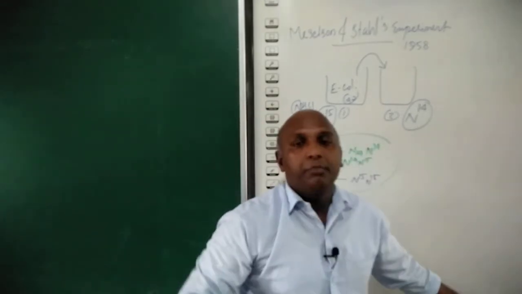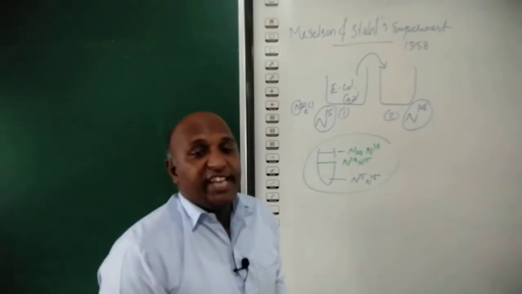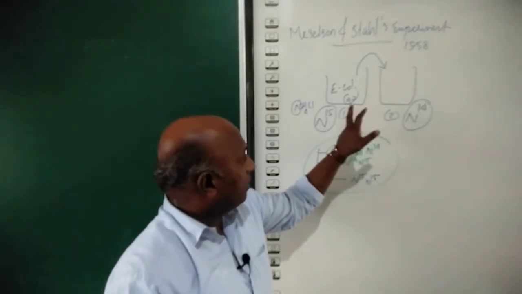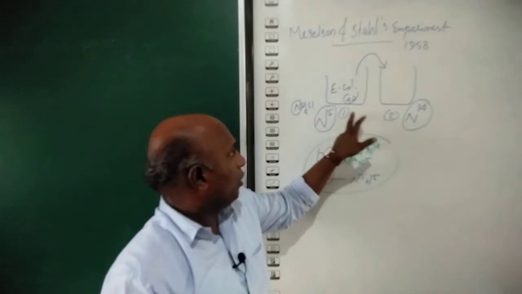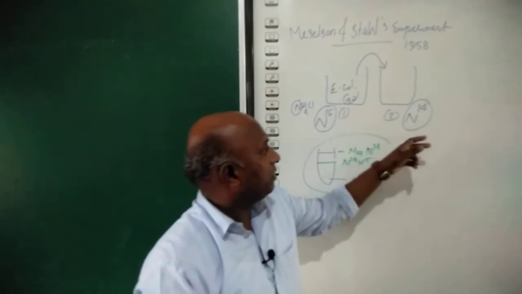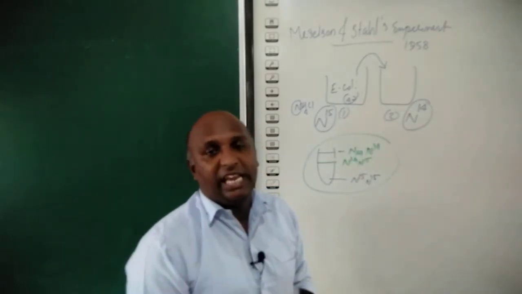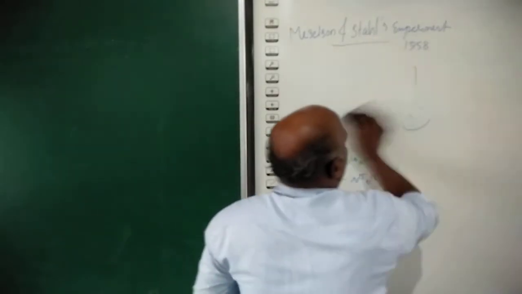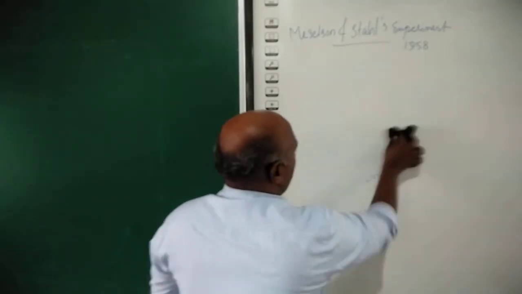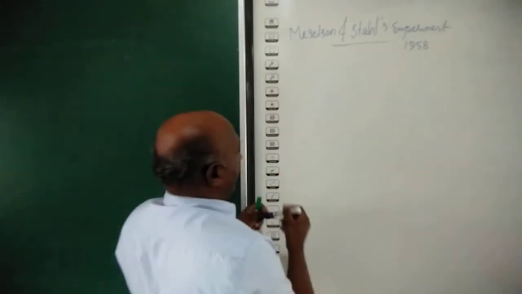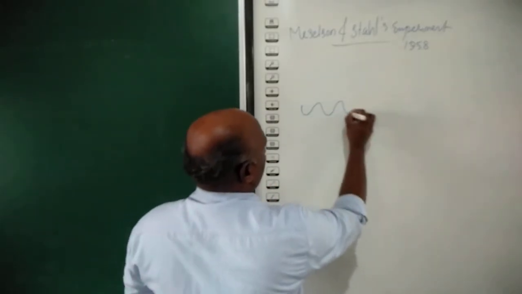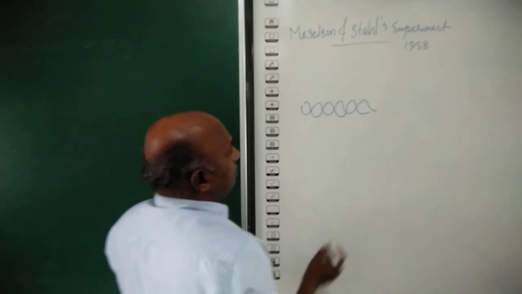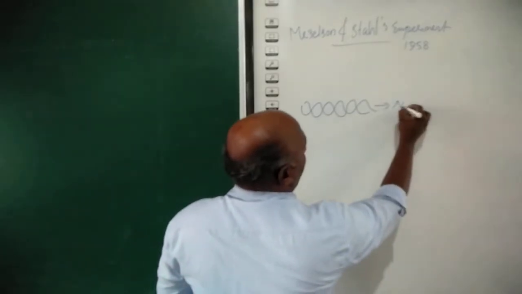Okay, so again I am going to explain what changes took place in the DNA, especially when they were in the first, the N15 medium, and the N14 medium. What changes took place in the DNA? I will show. So consider this is the parental DNA. Then it has to be taken to the N15 medium.